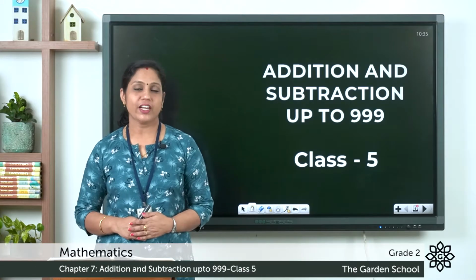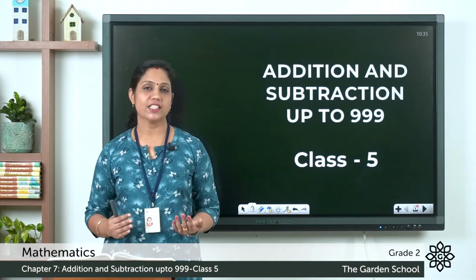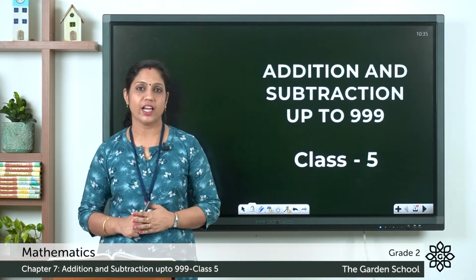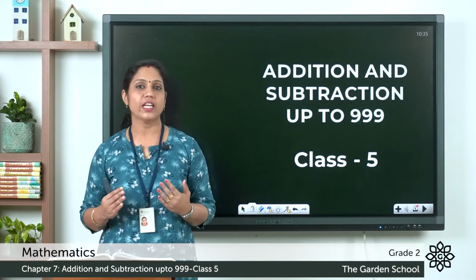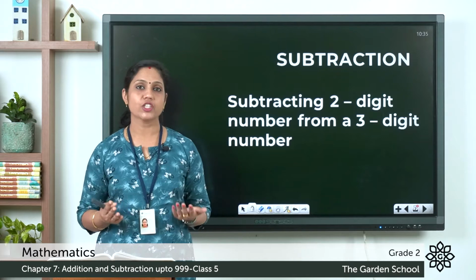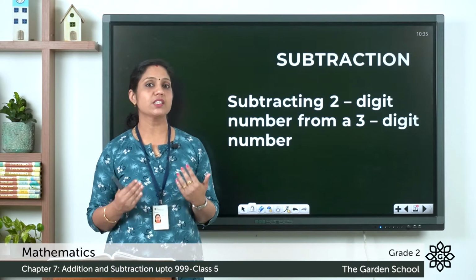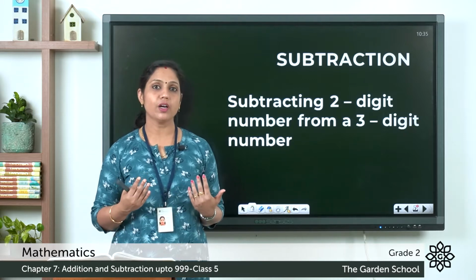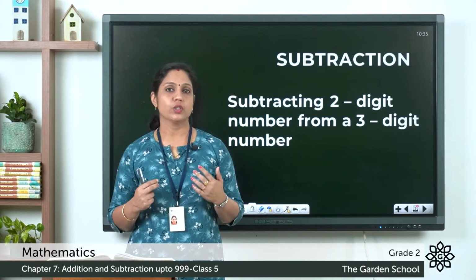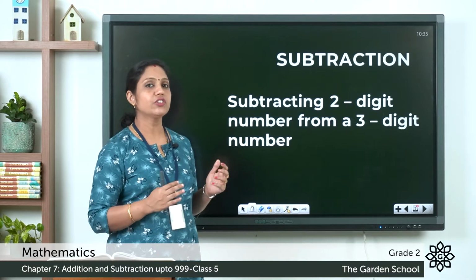Very good morning, children. Today in Maths, let's continue with our chapter Addition and Subtraction up to 999. So today we are moving on to the next topic, subtraction. We have learned subtraction in our previous chapters. What is subtraction? Subtraction means taking away a smaller number from a larger number. So today we have subtracting a 2-digit number from a 3-digit number.